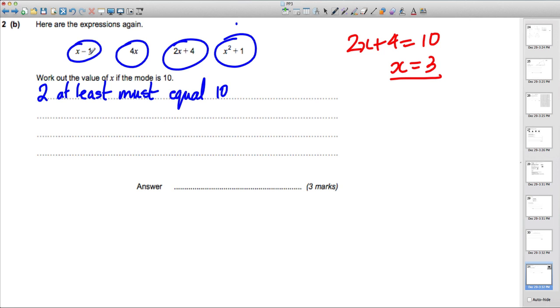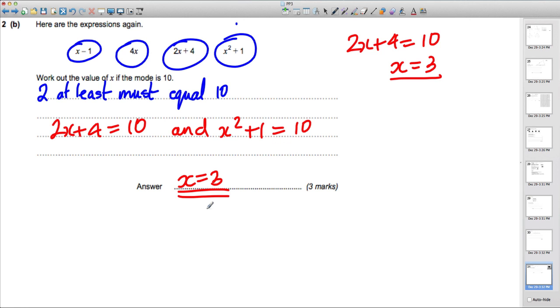Okay, 3 take away 1 is 2, it's not 10. 4 times 3 is 12, it's not 10. And 3 squared is 9 plus 1, though, that is 10. So for x is equal to 3, 2x plus 4 equals 10, and x squared plus 1 is equal to 10, hence the mode is 10. So x is 3 as our answer.